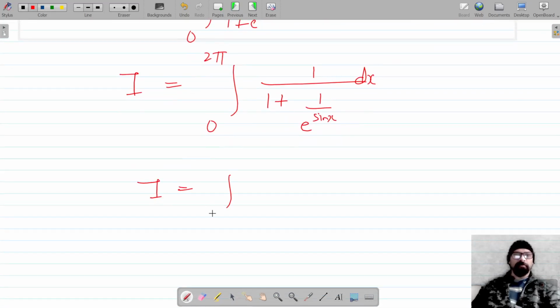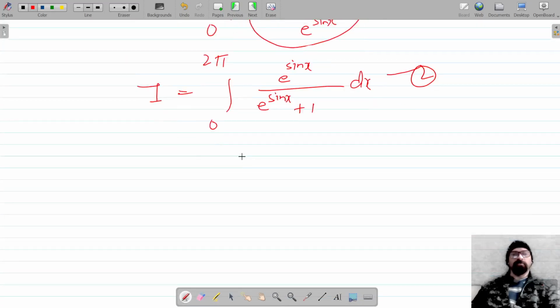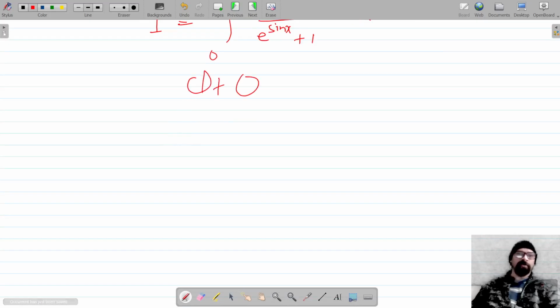So I is equal to 0 to 2 pi, and LCM is, this is 1. So let's take LCM for this one. LCM is e raised power sine x. So this becomes e raised power sine x plus 1 and dx. And let's shift the denominator up. So this becomes e raised power sine x. Okay, let this be equation 2, and I'm going to add 1 and 2 because the denominators are same.